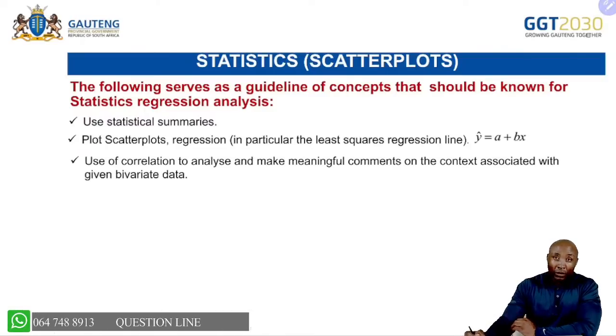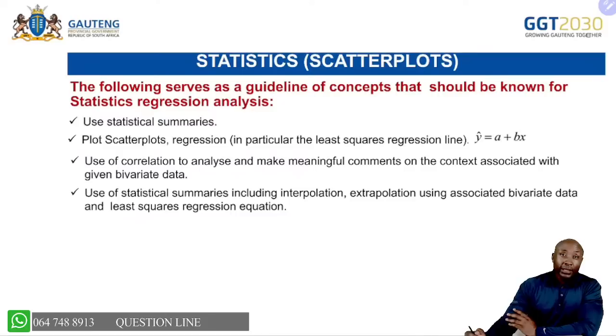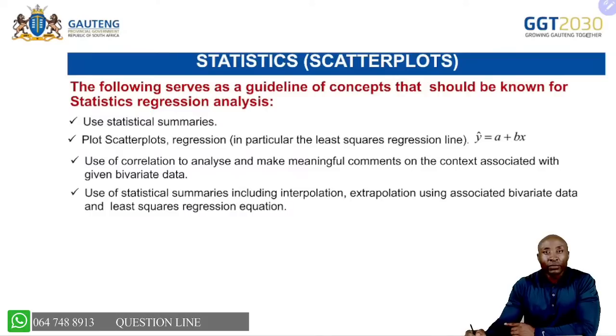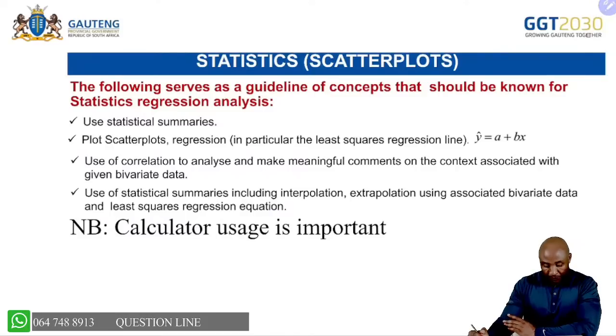Now, the correlation coefficient, we use it to comment on the relationship between the two given variables, and we use statistical summaries for interpolation as well as extrapolation, where if you are given that our x is this, then we have to get our y, or we are given our y, we have to get the x value. You can see that I have even put that in bold.